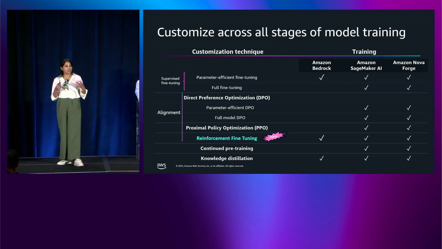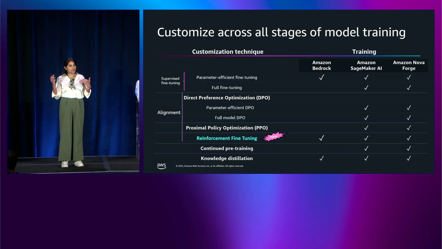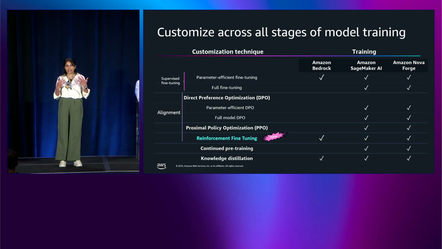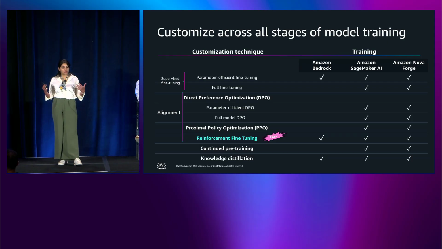Or if you want to do knowledge distillation, that's supported on Bedrock or SageMaker AI or Nova Forge as well. In knowledge distillation, you're taking a larger model as a teacher model and training a smaller model, which is a student model. The student model, which is a smaller model, will be more cost efficient, but as intelligent as the teacher model now.